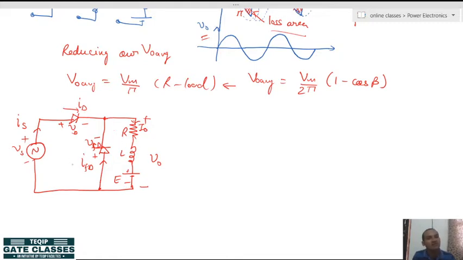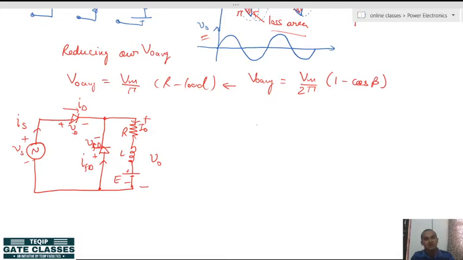Till the time the freewheeling diode was not there, we can see that I naught, ID and IOS were all the same. But now, when the freewheeling diode comes into action in the circuit, the source current and load current will not be the same. Alright. So, before going for the working of this freewheeling diode, I just want to explain another concept here.